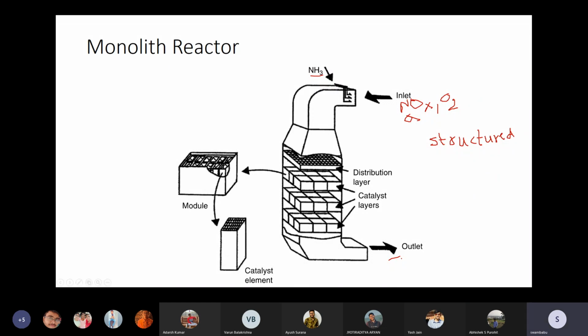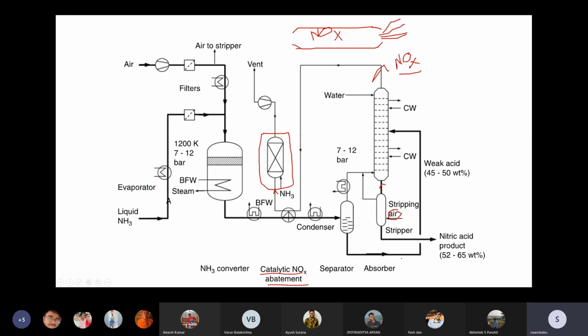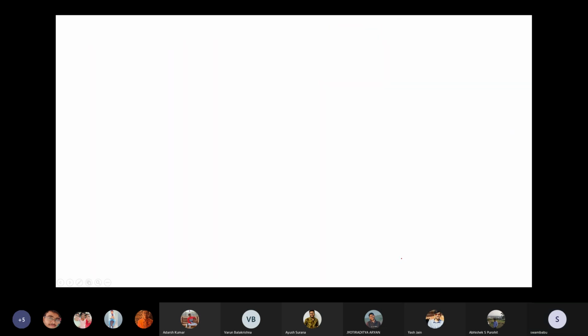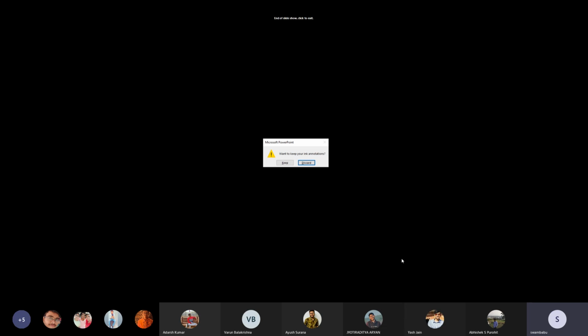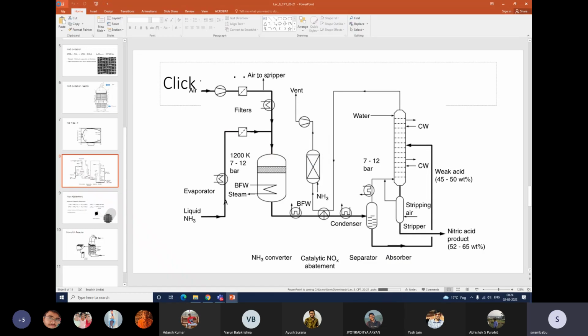So this is all about the nitric acid production flow sheet. If you have any questions, kindly let me know before I move on to the next topic.